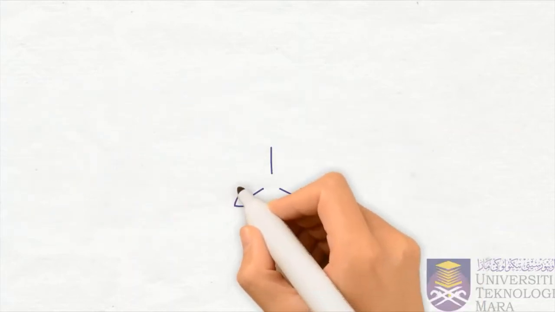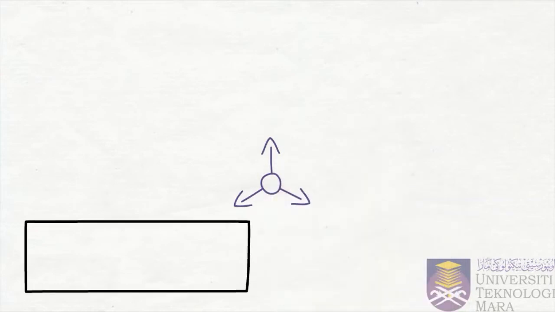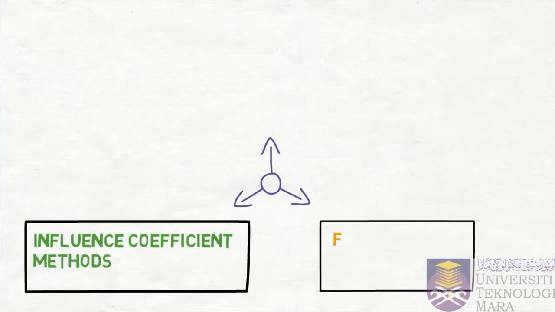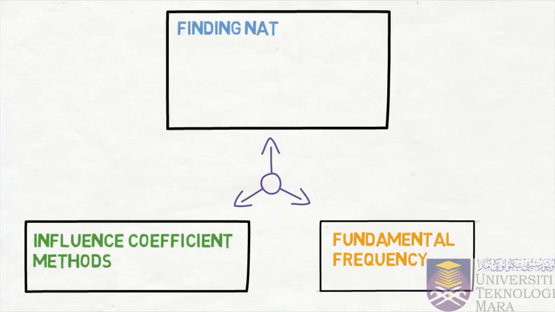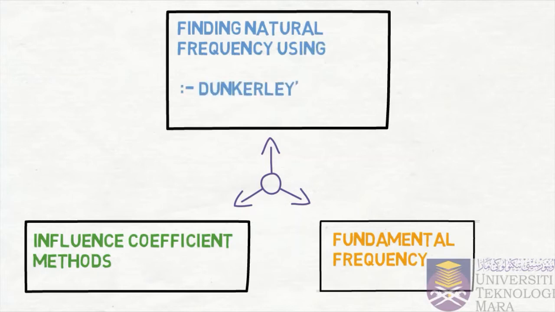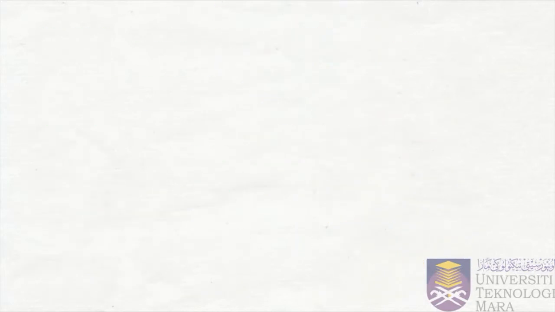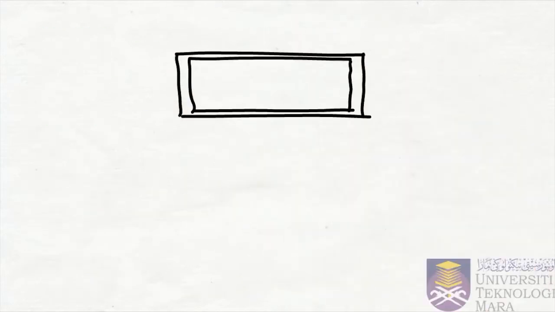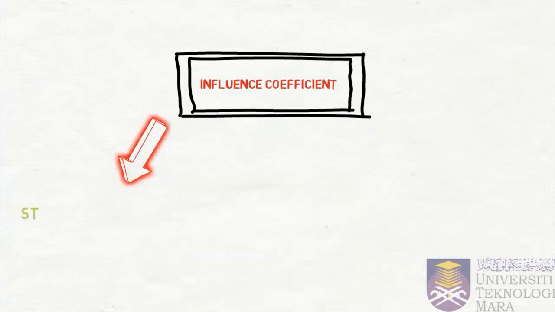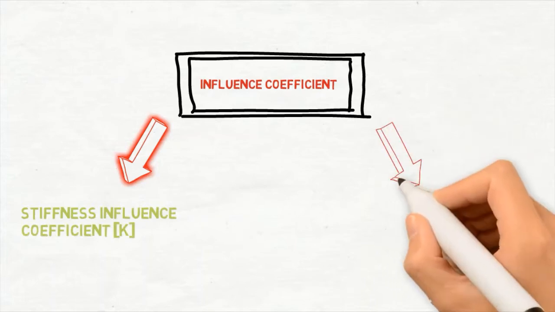In this chapter, we will learn about three things. First is influence coefficient method, next is fundamental frequency, and how to find natural frequency using Dunkerley's equation and Rayleigh method. Influence coefficient will be divided into two methods, which is stiffness influence coefficient and flexibility influence coefficient.